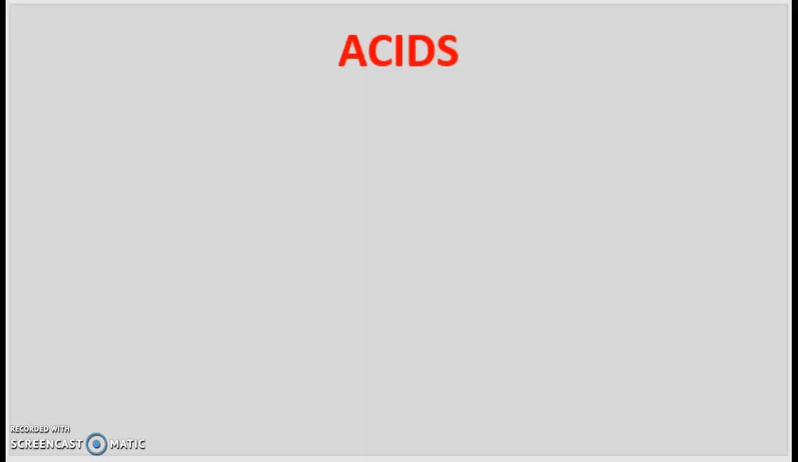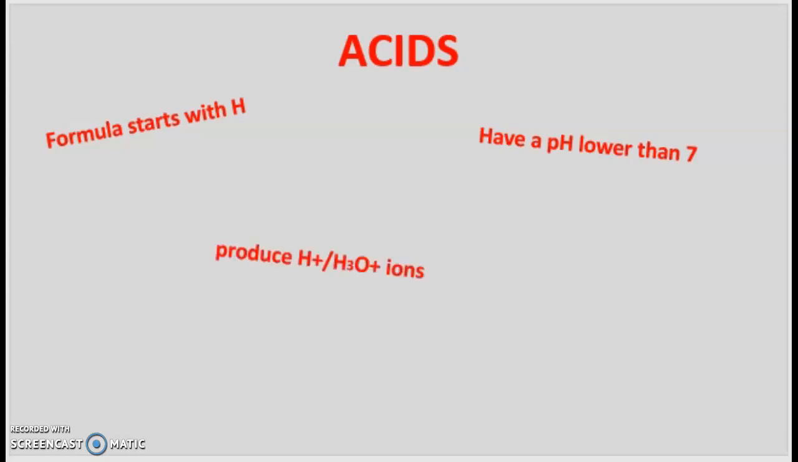So just to look at some of the properties then of acids, acids always have a formula that starts with H. They always have a pH that is lower than 7. They produce hydrogen ions in the solution, and they taste sour. Citrus juices like lemon, orange, grapefruit are all acids, and they have that classic sour taste.